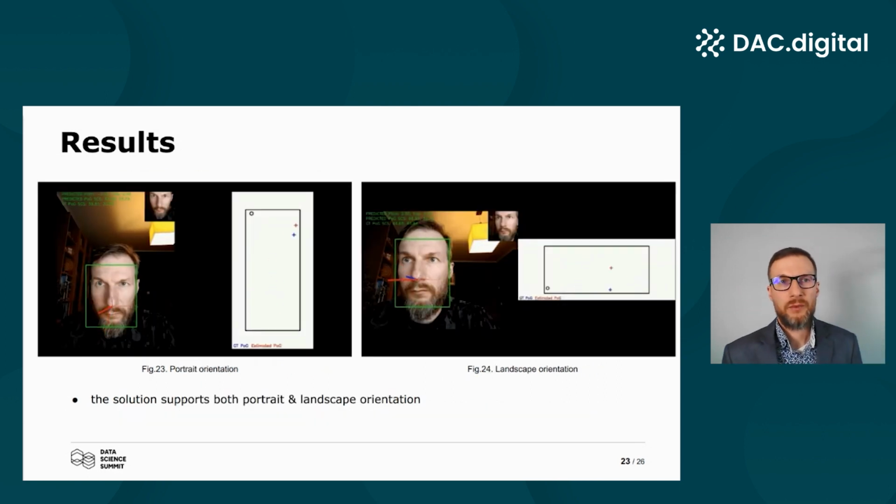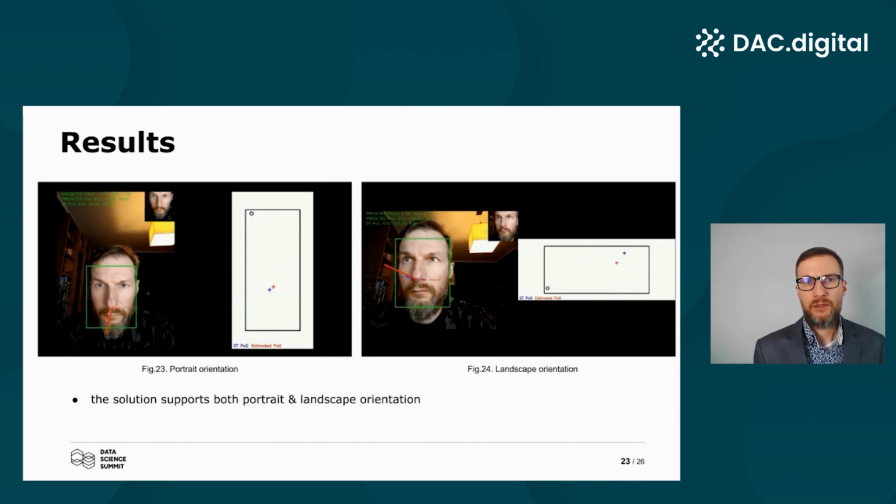It's worth noting that we are currently supporting both portrait and landscape mode of operation. Here you can see two examples of how that works.